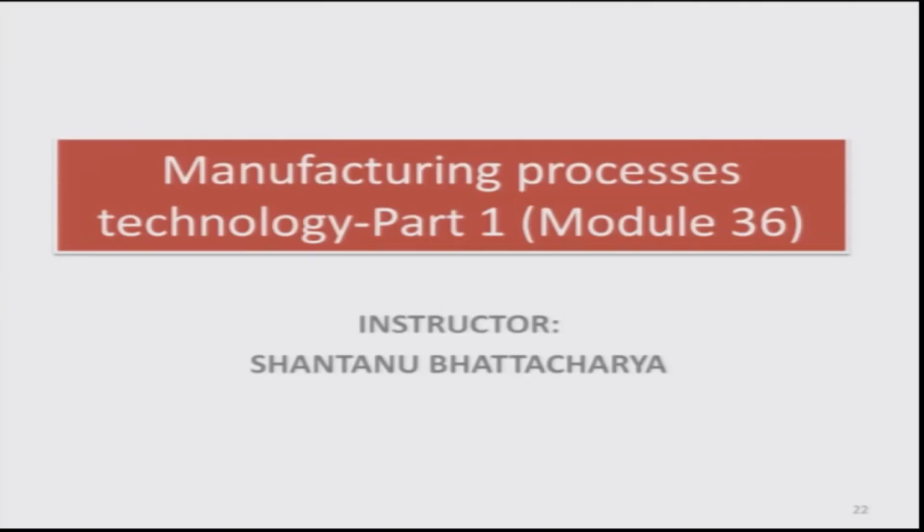Hello and welcome to this manufacturing process technology part 1 module 36. In the last module we had looked at some of the geometrical relationships which are available between the various dimensions like the uncut and cut chip thickness and the angles that the tool formulates with respect to the workpiece as well as to the vertical plane.